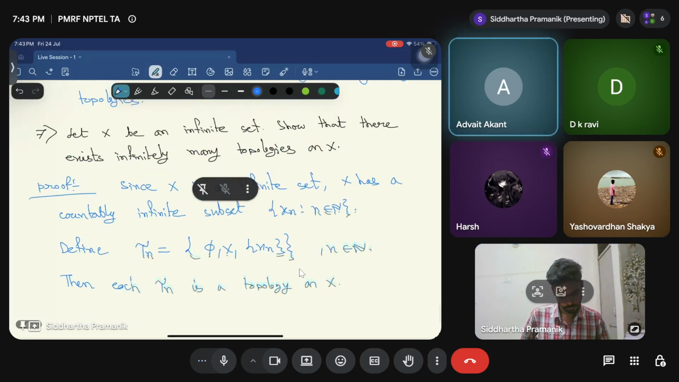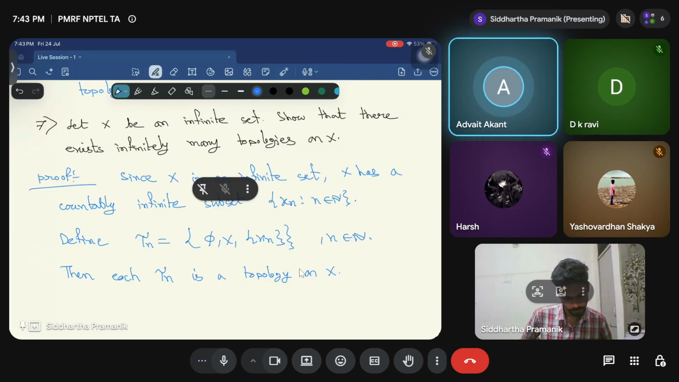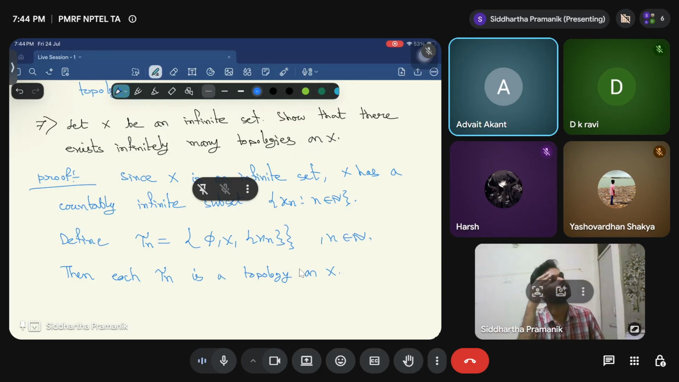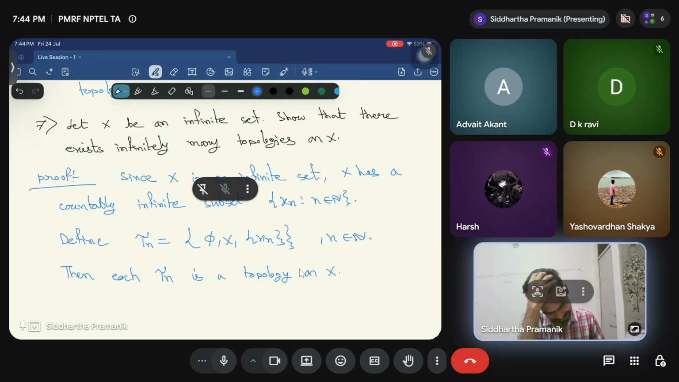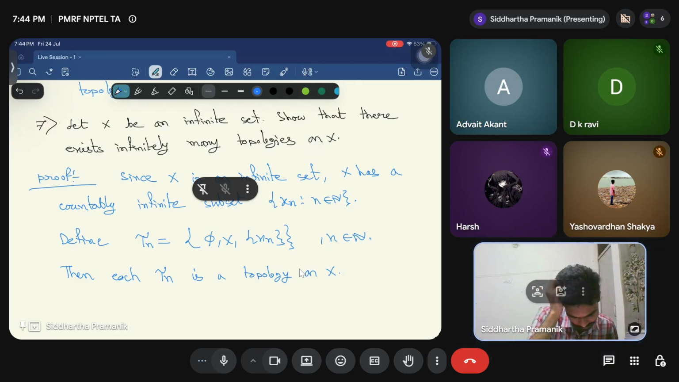Yes, sir. Actually, I was studying one book and the same problem was present there, and it said it requires the axiom of choice. So I couldn't do it. Maybe I need to think about it more carefully then. Okay, maybe I will check it later. Yes, sir. Thank you, sir. Okay, any other questions?